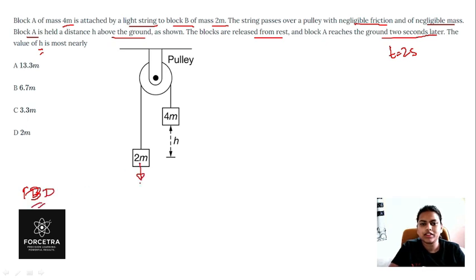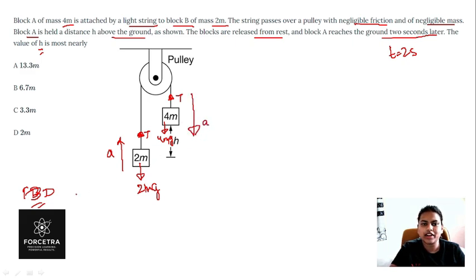On the 2m mass, 2mg is acting downwards, and the tension in the string is upward, and this whole system is accelerating with acceleration a. Here also 4mg is acting downward. The tension is the same because the string is the same, so the tension in the string is the same on both sides, and this block accelerates downwards.